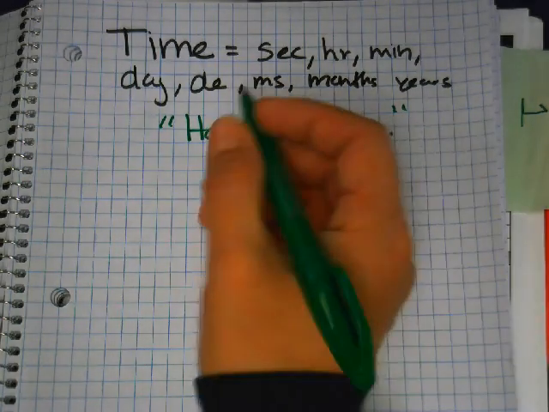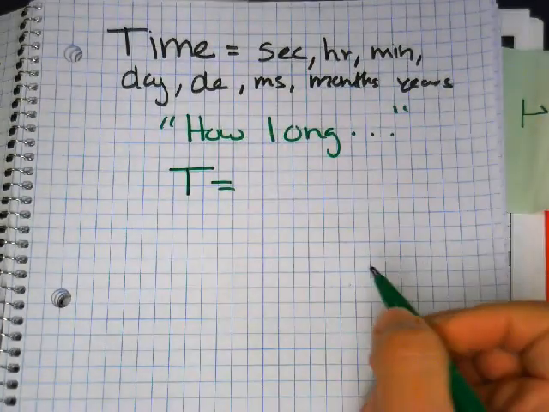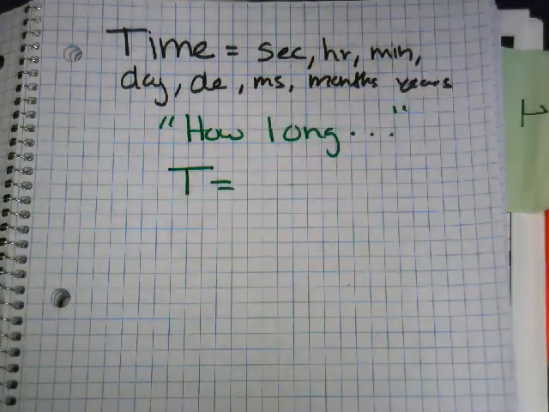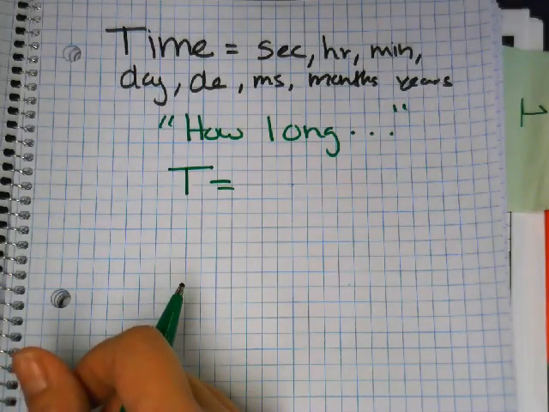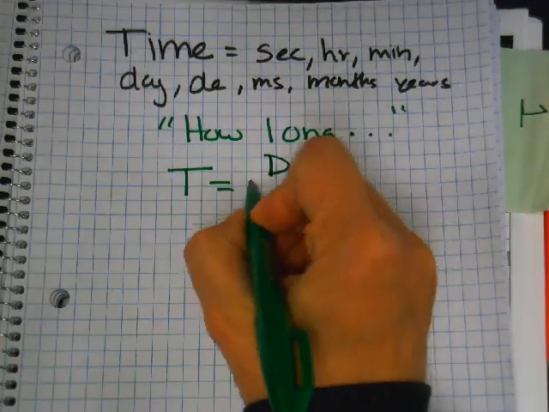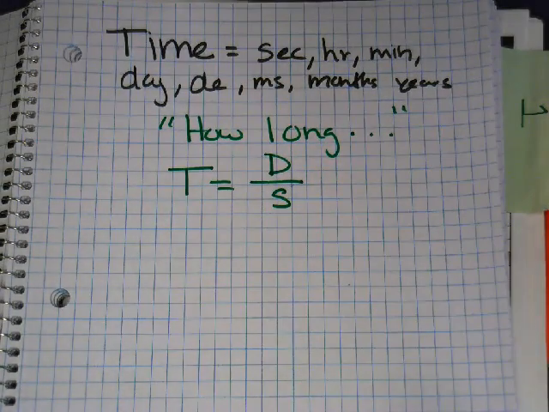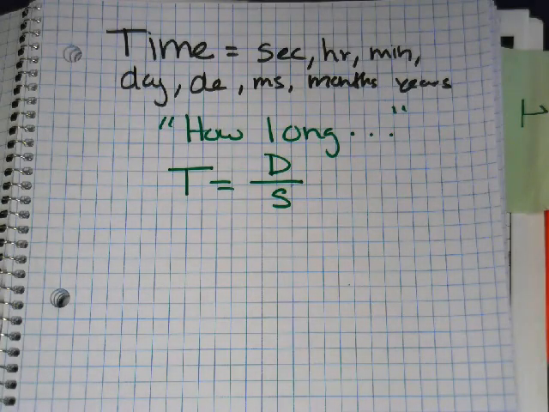Okay, how do I solve for time? Distance divided by speed. So, these are the three formulas you have to memorize. If I ask you to find distance, you have to know that distance equals speed times time. And if I ask you to solve for speed, you have to do distance divided by time. It's a lot.